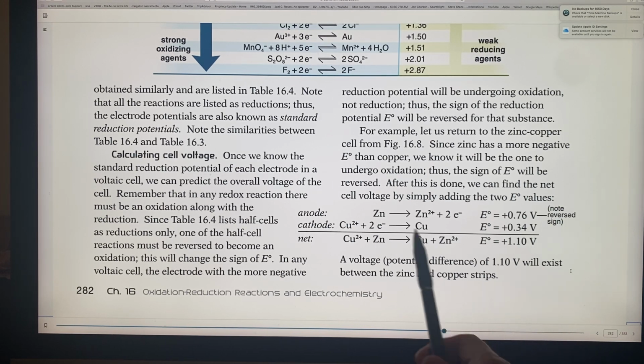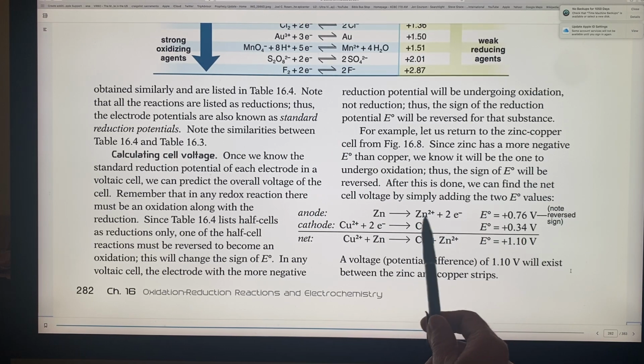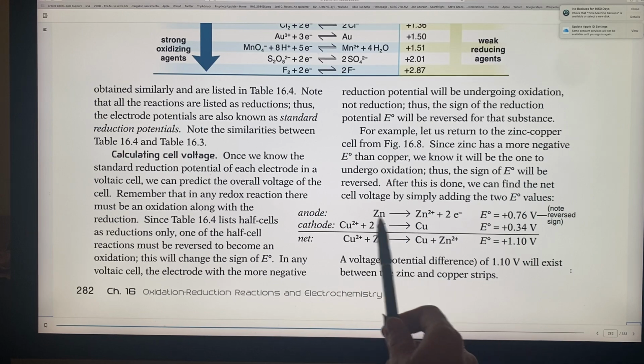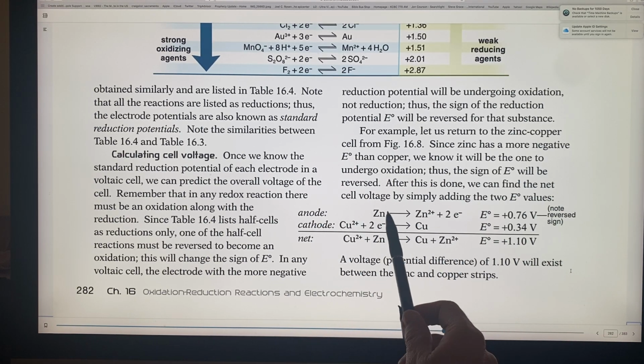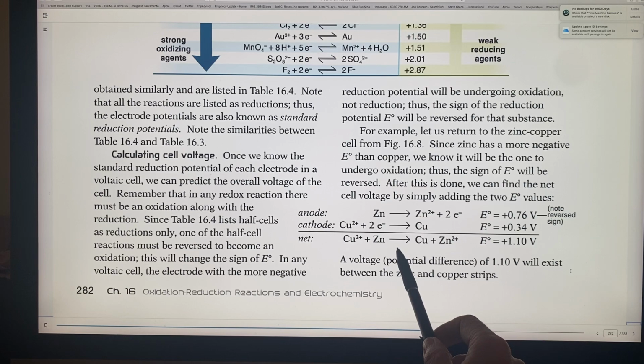After this is done, we can find the net charge. Basically we have zinc here, and this is just what we had before. We have the anode and the cathode and the net. Zinc, the electrons coming from one side going on to the other, and this is our whole formula, right?